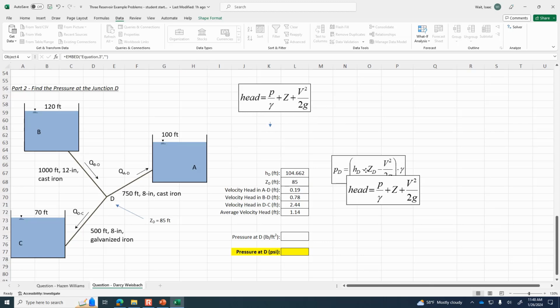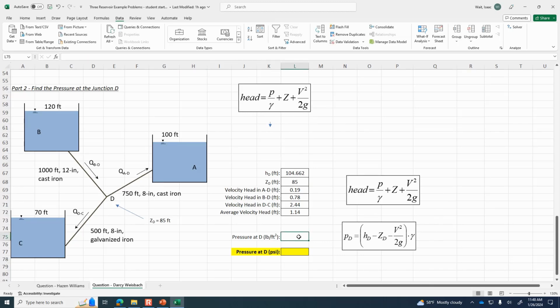If we rearrange that to calculate the pressure, then the pressure is the head at D minus the elevation at D minus the average velocity head, and then times the unit weight of water, which in traditional units is 62.37 pounds per cubic foot. So that gives us the pressure at D in terms of pounds per square foot, and if we want to know the pressure in terms of pounds per square inch, we would divide that by 144. So 8 psi is the pressure at the junction.